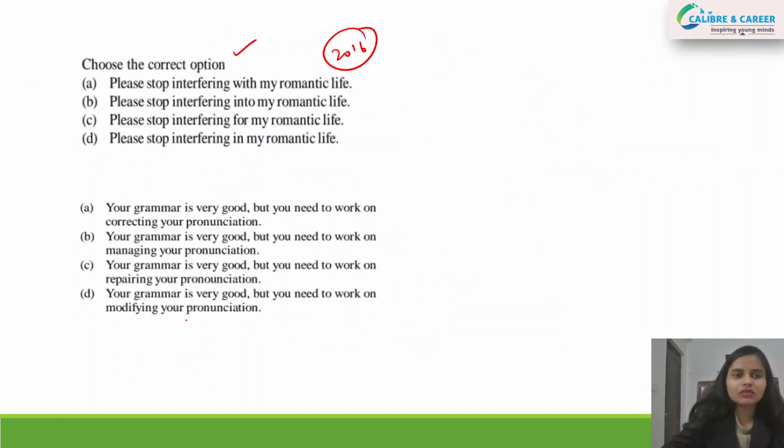Okay. Now let's move to question number third. Here also you have to identify the correct sentence. So please stop interfering with. First of all, learn where you will use with. So with is used when you are mentioning something you are using together, or you can say accompanying something.